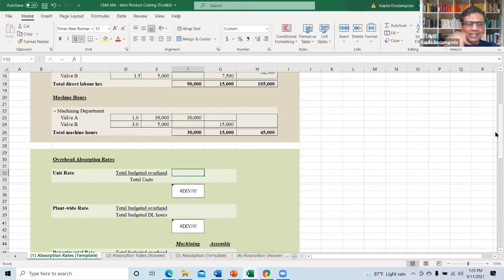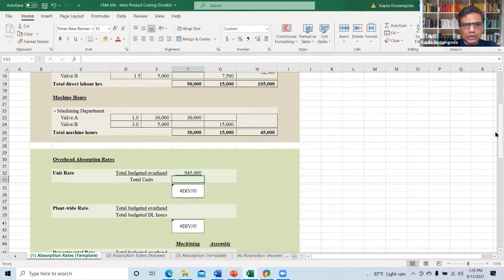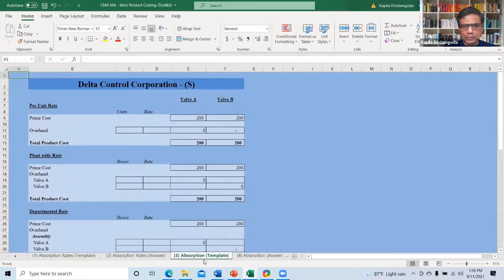Right, so how much is the total overhead? 945,000. And how many units do we make altogether? 35,000: 30,000 of valve A and 5,000 of valve B. So if we share overheads equally, 945,000 divided by 35,000 is $27 per unit. So if I want to do a costing of my product, go to this worksheet, the absorption template.